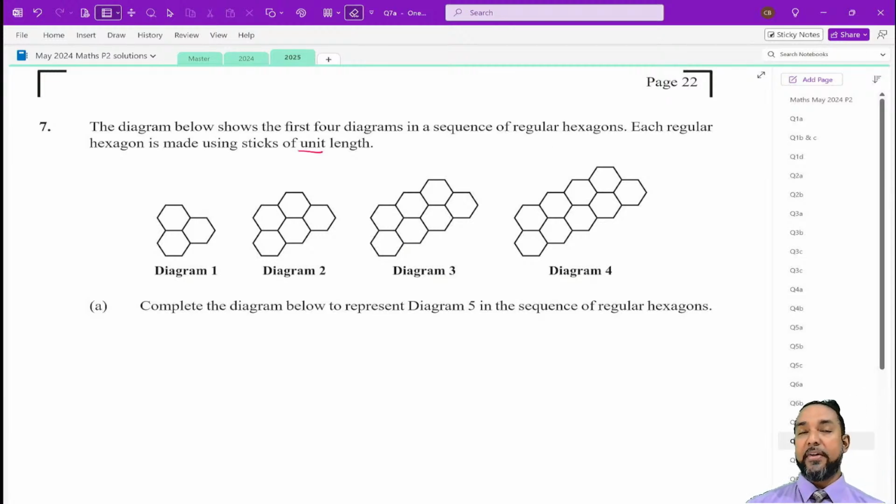So once you see the word regular in front of that shape name, it means all of the lengths are equal. And a hexagon, how many sides does a hexagon have? 6 sides. Each regular hexagon is made using sticks of unit length. When they say unit length, it just means a measure of one unit. So if it was centimeters, it would be 1 centimeter. If it was inches, it'd be 1 inch, that kind of thing, right? That's what the word unit means, of length 1.